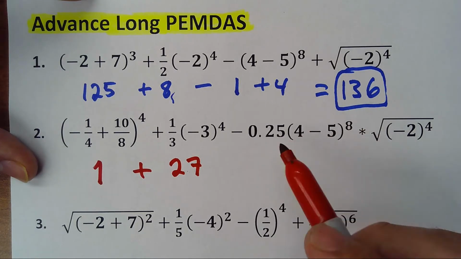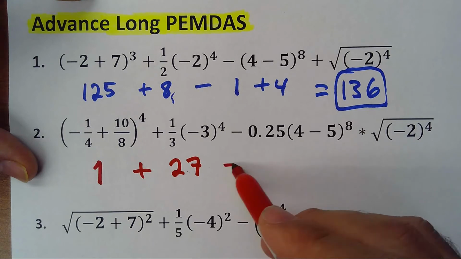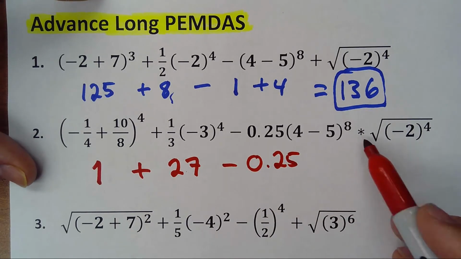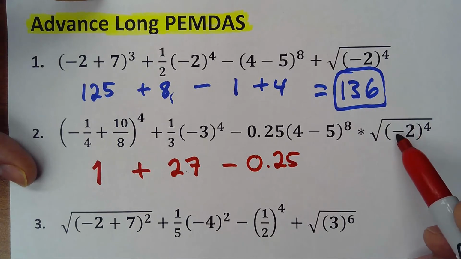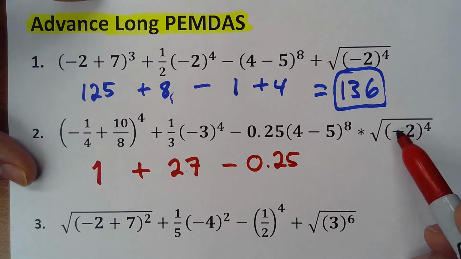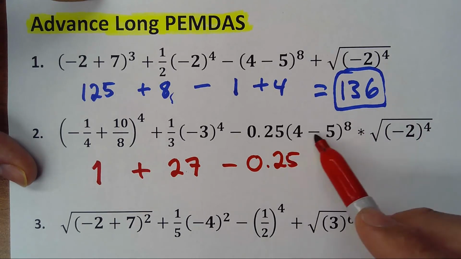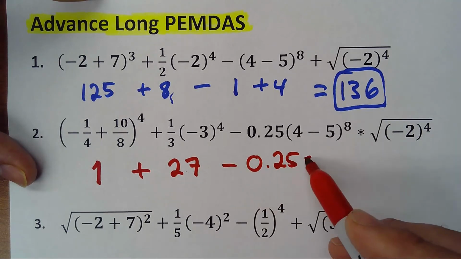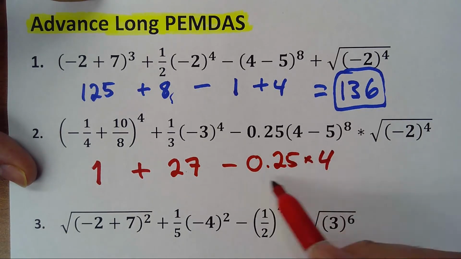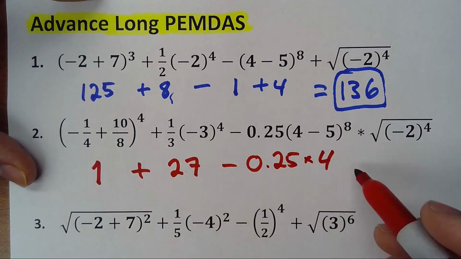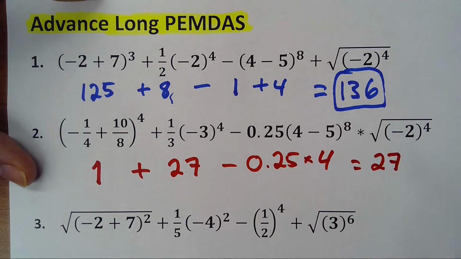Times 0.25, it will be 0.25. Times, let's check now. This negative 2 to the 4th is 16. Square root of 16 is 4. 4 times 0.25 will be 1. So this times 4, all this is 1. So 1 minus 1 is 0, and the answer is 27.